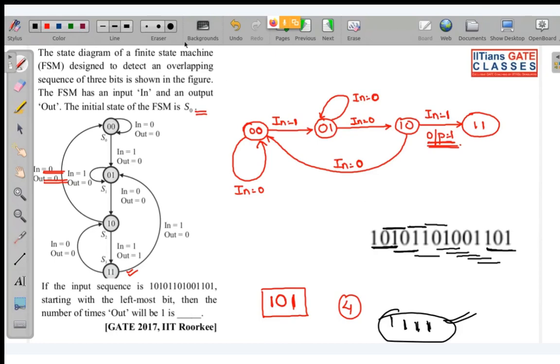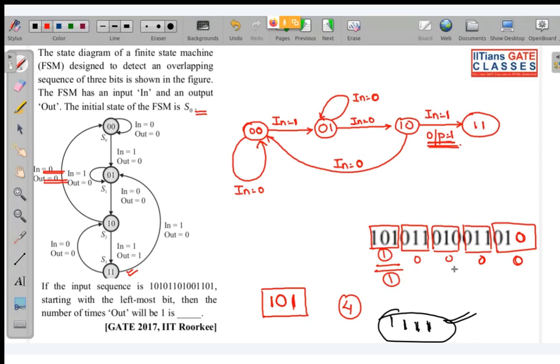But if this was not an overlapping sequence, then how would I have counted? Simple, the first time I will consider these 3 bits, so this will produce 1. If this was not an overlapping sequence, the next time you can see this is 0110, so this will be 0. Next time this will be again 0. If you don't have any bits over here, you can add 0 at this position. So this will be again 0. So only one time you will be getting your output 1 when it is a non-overlapping sequence detector.